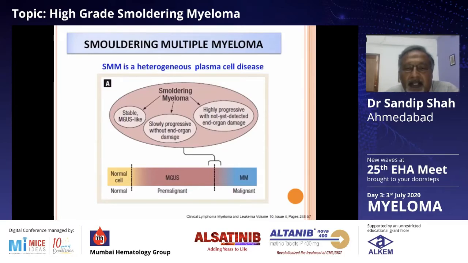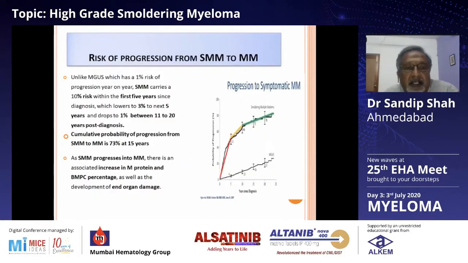So today we will be talking about this third group, highly progressive, with end organ damage still not there. According to the old definition, MGUS has a 1% risk of progression per year, while smoldering myeloma carries a 10% risk within the first 5 years since diagnosis. Then in the next 5 years it is 3%, and then in the next 10 years it is 1%. So the cumulative probability of progression from SMM to multiple myeloma is 73% at 15 years.